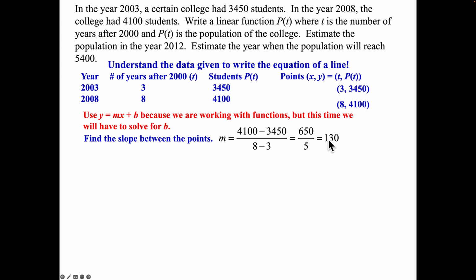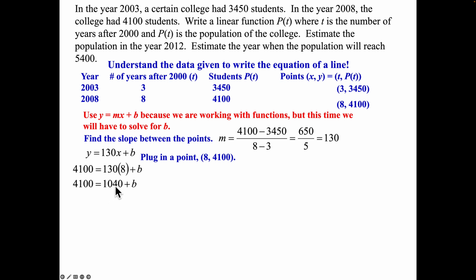Yes, we will work with y equals mx plus b. So I'm going to put 130 in for my slope. I'll change these out later. Then I'm going to pick a number to plug in. Oh, it doesn't matter. I'm going to choose 8 and 4,100 only because it ends in zeros here. 4,100 equals 130 times 8 plus b. Multiply that out, 1,040. Let's subtract it over. 3,060 is my b. There's my y equals mx plus b equation. But for the homework, we probably have to enter it as p of t equals 130t plus 3,060.